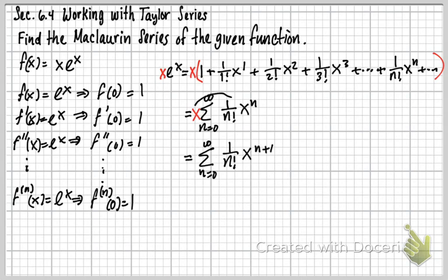Because what do I do when I'm timesing and I have the same base? I just add my exponents. So that's essentially what I do here. So this is the answer for this.